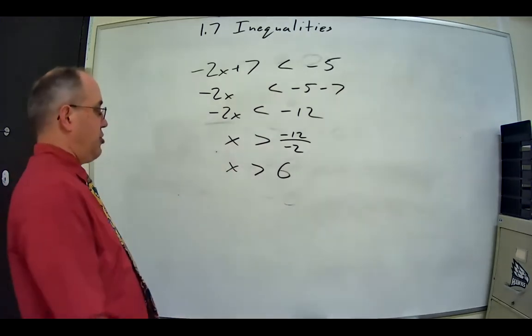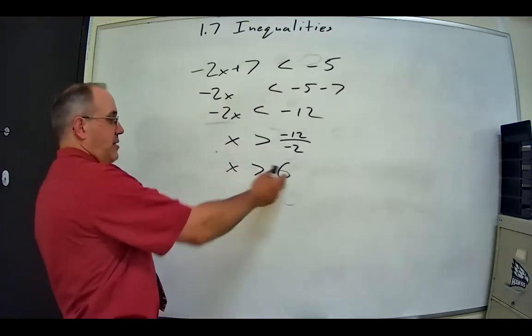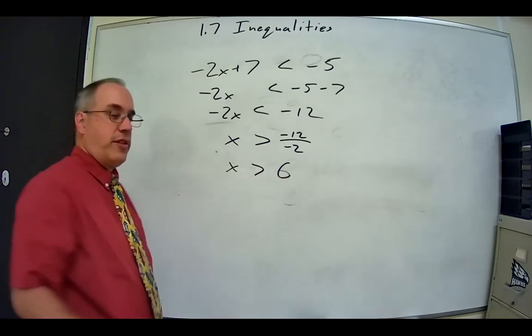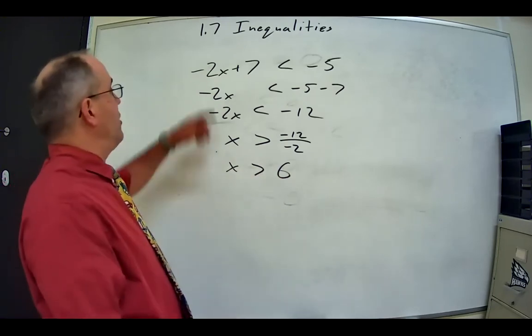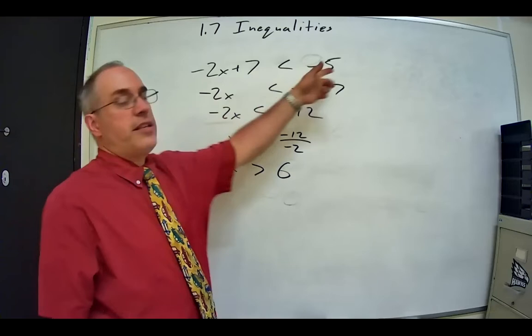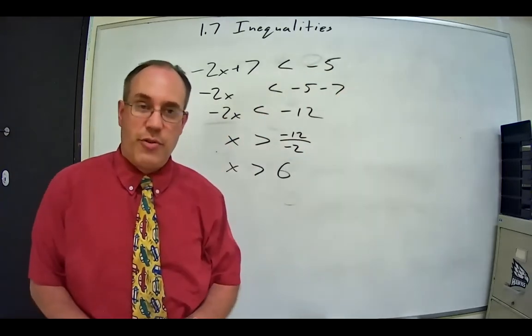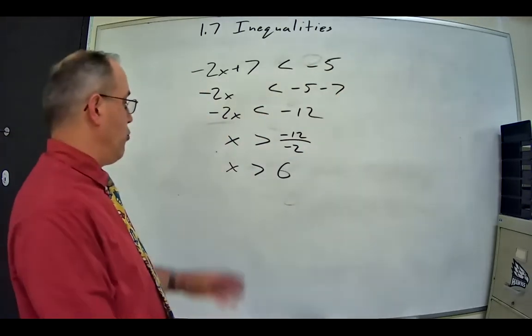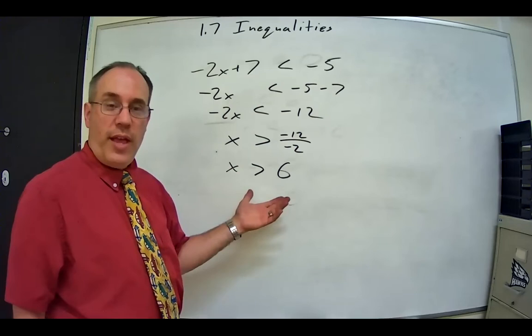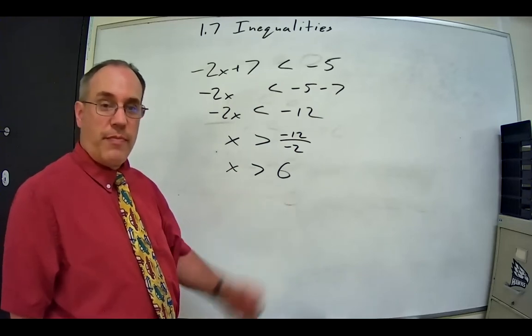That is true. Let's try something less than 6, since we say it has to be greater than 6. Let's try 0. We plug in 0, we get 7 less than negative 5. Obviously, that's not true. Now, when we're writing this, there are a number of ways that we could write this.